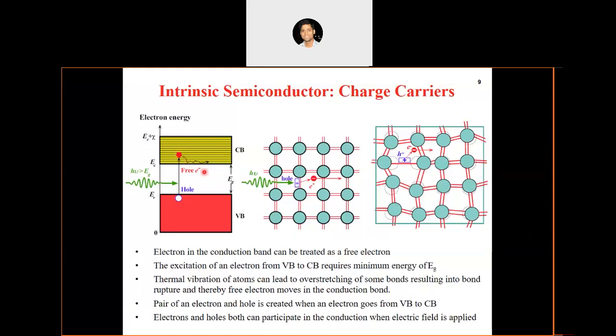As a result of this, there will be an electron in the conduction band, but at the same time, because this electron is missing from its position, we will also create a hole, right? So whenever in an intrinsic semiconductor we create an electron, we will also create a hole. That is the case of an intrinsic semiconductor, that the number of electrons and holes will always be the same, right? Because whenever we create a free electron in the conduction band, we are also creating a hole in the valence band. So the concentration of free electrons and holes will always be the same.